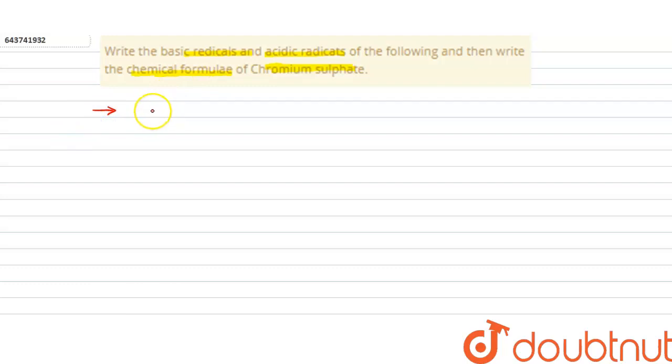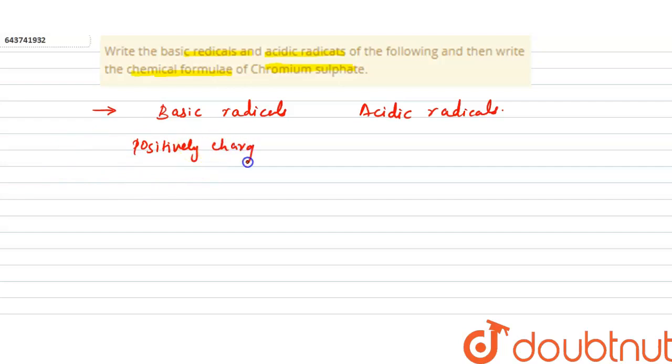First, we will discuss what a basic radical and acidic radicals are. Okay, so positively charged radicals are called basic radicals, and negatively charged radicals are called acidic radicals.